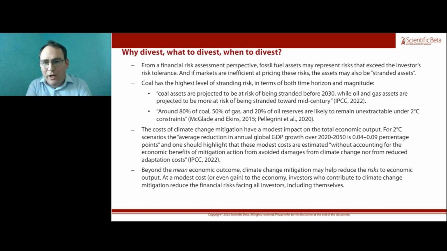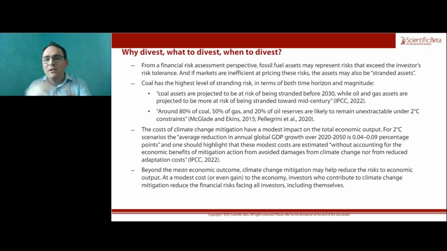So you just take the cost side of it, and you can have the benefits also, for example, from lower climate adaptation costs. If we have higher warming, we will also need to spend more money on climate change adaptation. And if we pay for having a lower warming, we'll need to pay less for climate change adaptation. So even without including these benefits in the cost benefit analysis, the cost is only about 4 to 9 basis points. So it's a very modest cost to avoid the risk.